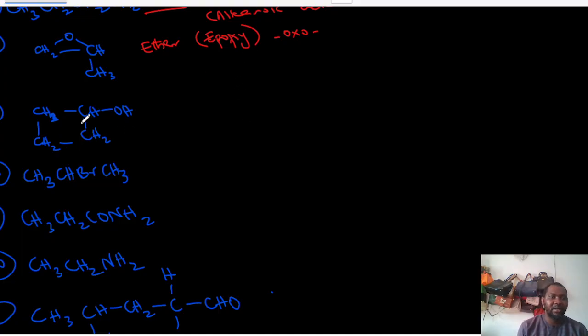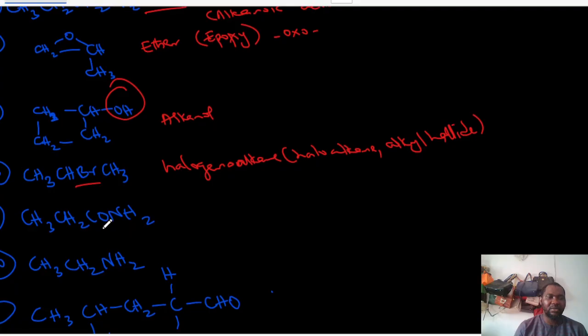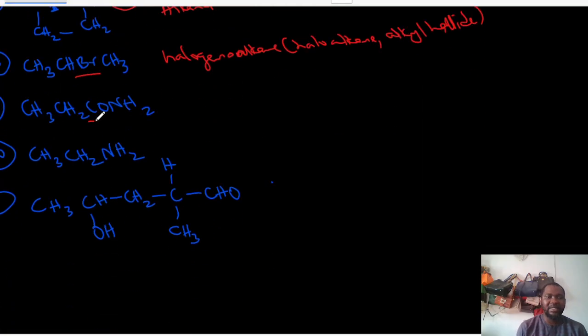Now, this one here, you see everything is carbon and hydrogen, but what makes it different is OH. OH there represents alkanol. So that is definitely an alkanol, or you say alcohol. Okay, for this one, the only odd man here is bromine. That makes it a halogenoalkane. Sometimes we call it haloalkane, and sometimes we also call it alkyl halide. They are all correct.